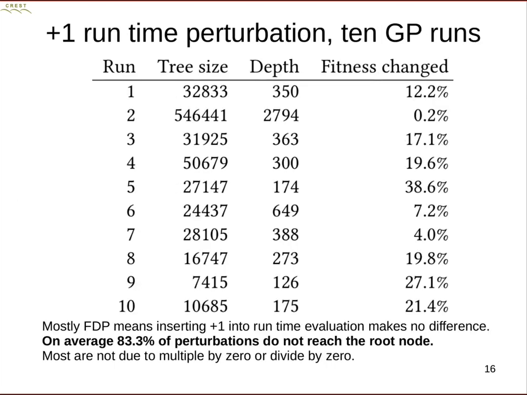So again, skipping past, just from the table, just to emphasize, although we get a lot of variation between runs, on average, here we're seeing more than 80% of the perturbations do not reach the root node, and therefore do not have any impact on the fitness of the tree.